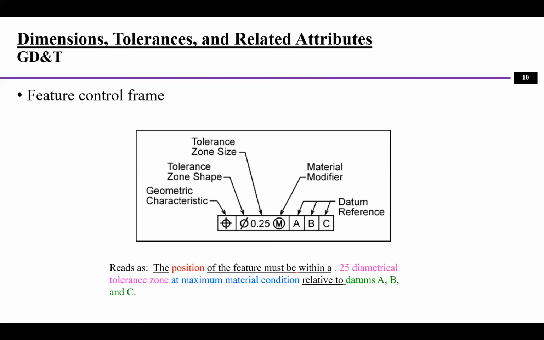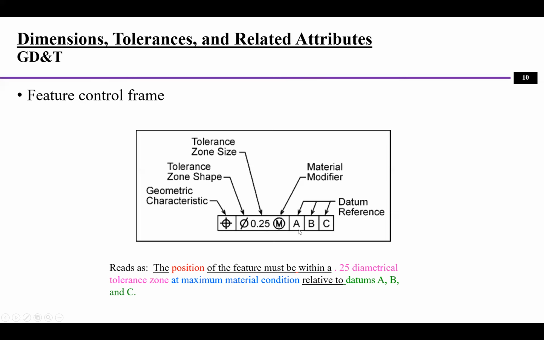Pay attention, this is different. A tolerance is different from a tolerance zone. And next to it, we use the material modifier. It's either maximum material condition or the least material condition. So in the middle, it's typically described this way. First, we look at what the tolerance zone shape is. Either it's a line, or it's a circle, or it's something else. And then, what is the material modifier?